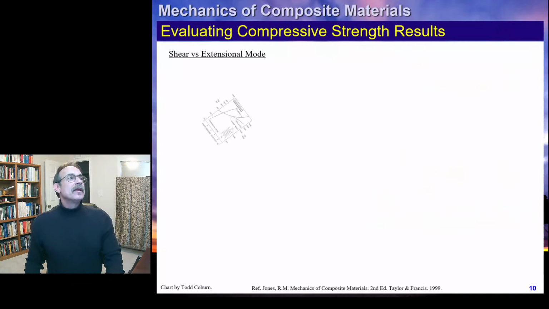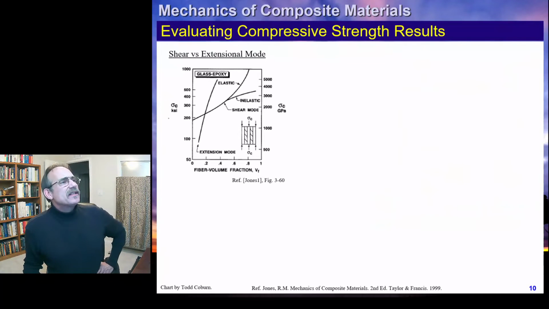All right. Here are two more little figures we're going to look at from Jones. The first one is showing how this behaves for a glass epoxy. You see here your extensional mode is plotted, and you see the shear mode is plotted. You'll notice they have a little elastic versus inelastic behavior over at the right end of it. Now, obviously, all we're really concerned about is the lowest allowable here.